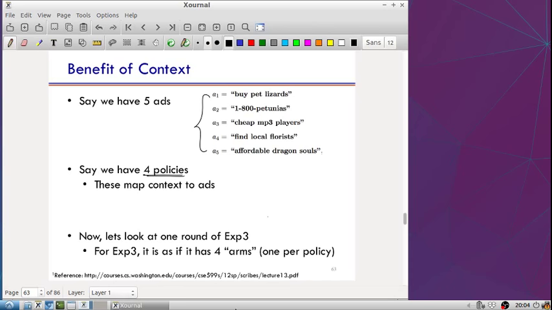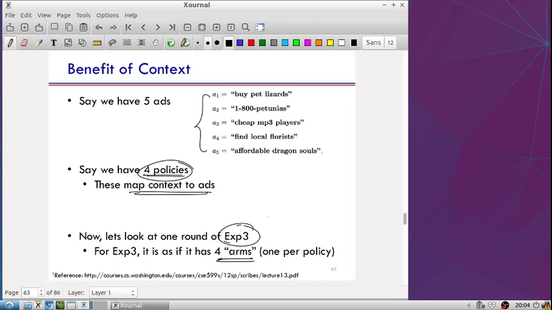I skipped the EXP3 algorithm, but it works very similar to UCB and Thompson. So I'm going to hand wave a little bit here. EXP3 is a Bandit algorithm. It is as if it has 4 arms, you know, 4 policies. You just need to figure out which policy is the best policy. Policy is, again, I repeat, just a map from context to actions. Map just means a function.